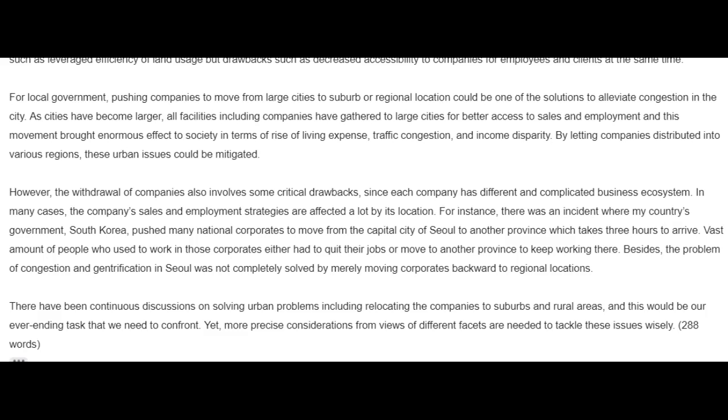All right, moving on. However, the withdrawal of companies also involves some critical drawbacks, since each company has different and complicated business ecosystem. In many cases, the company's sales and employment strategies are affected a lot by its location. For instance, there was an incident where my country's government, South Korea, pushed many national corporations to move from the capital city of Seoul to another province, which takes 3 hours to arrive.